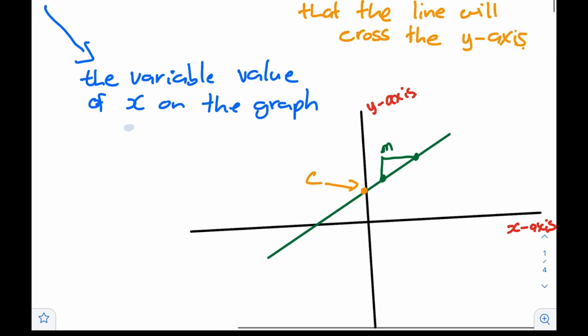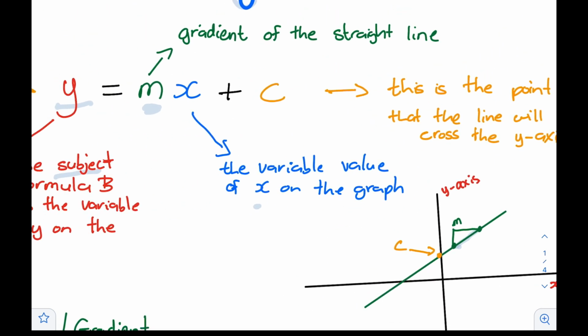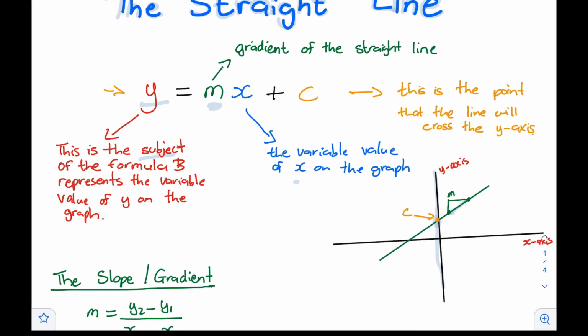So if you look at this graph over here, if you have two coordinates, m is basically the slope of the graph. x is the variable value of x on the graph, so what's on the x-axis, and c, this is the point that the line will cross the y-axis. So this is the y-axis, where the y-axis is crossed is actually a coordinate 0 and a c value. So whatever that y value is there is actually c.